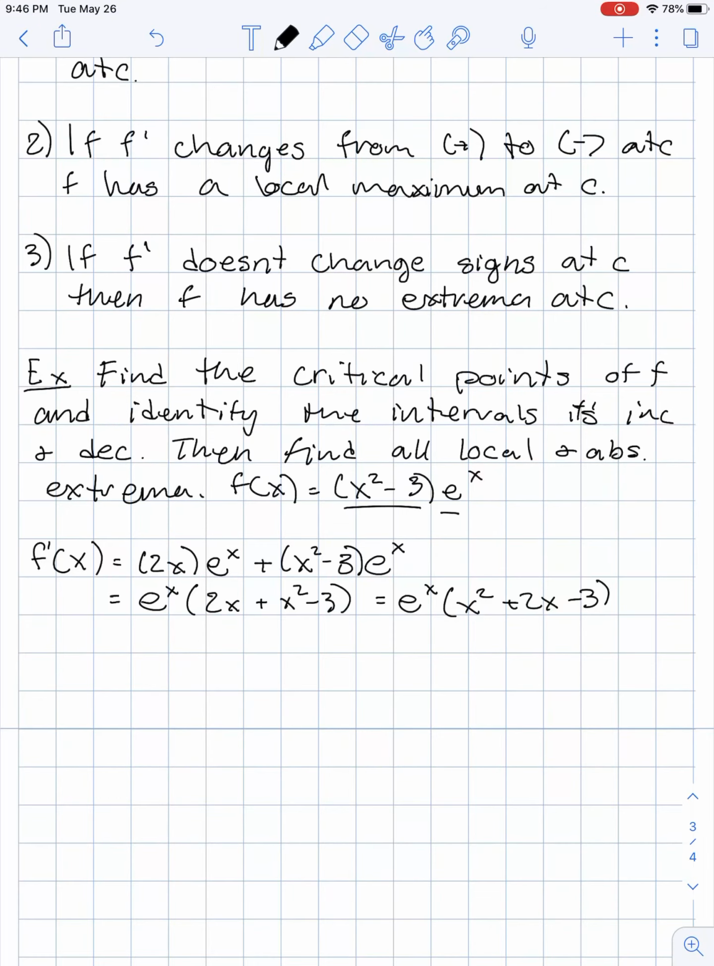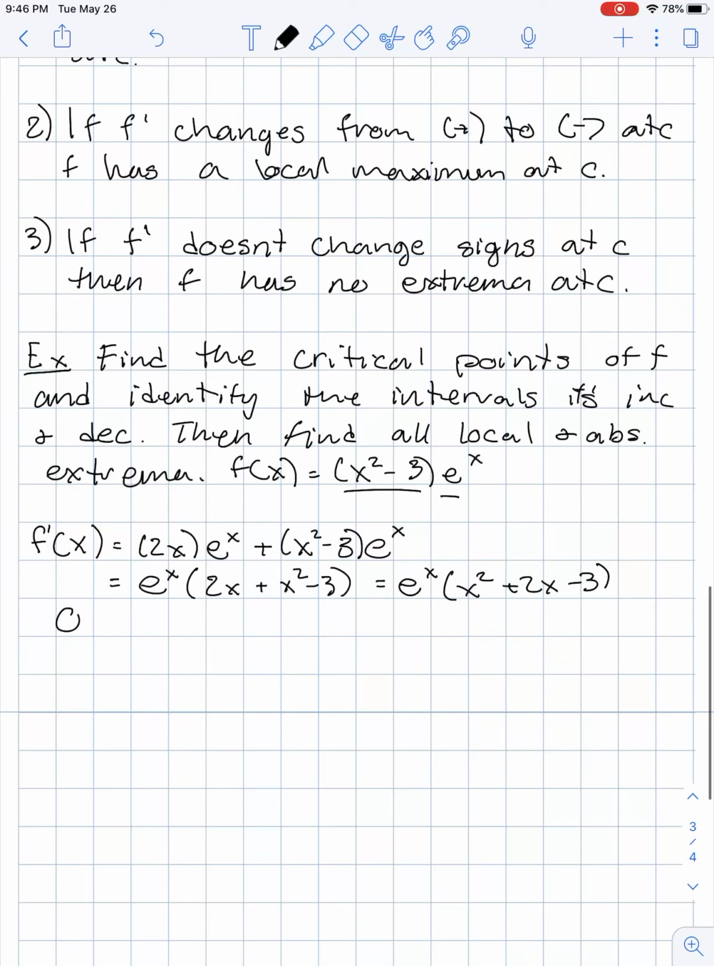All right, so we need to set this equal to 0. From last lecture, we talked about how an exponential function cannot equal 0. Anything to the n power can't equal 0. So I'm just going to divide e to the x over, and I don't have to worry about it at all. So I'm going to have 0 equal to x squared plus 2x minus 3.